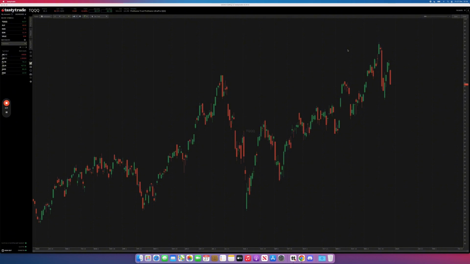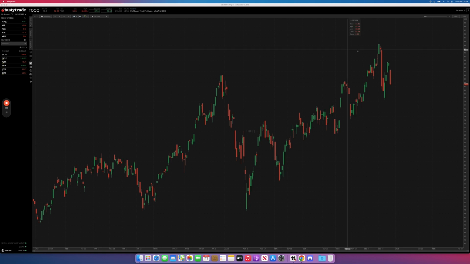So there's three things that we need to tailor our strategy to specifically for small accounts. The first thing is we need to trade small underlyings. The second thing is we need to trade high implied volatility. And the third thing is that we need to ensure that we have high probabilities of success.